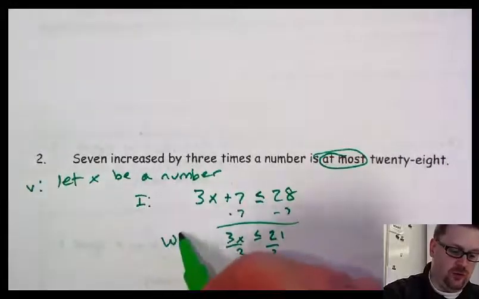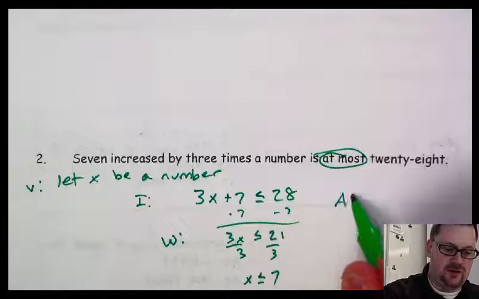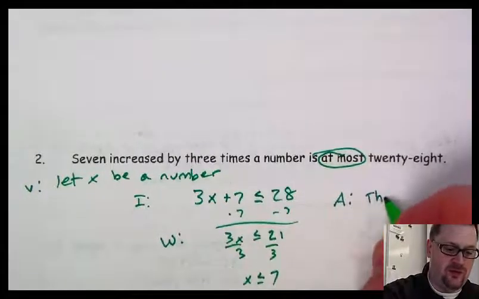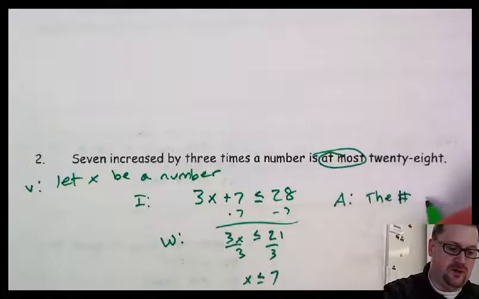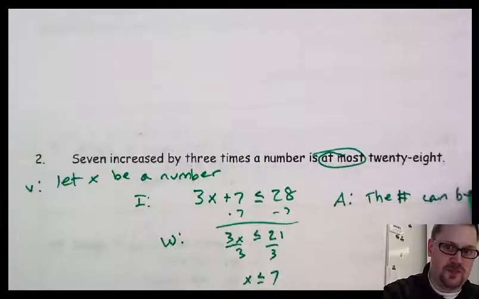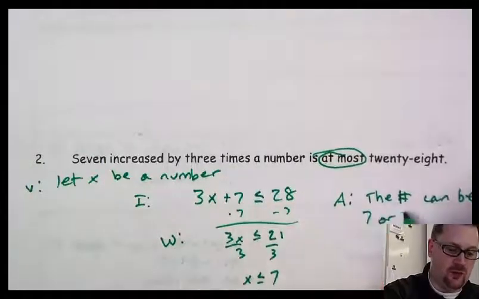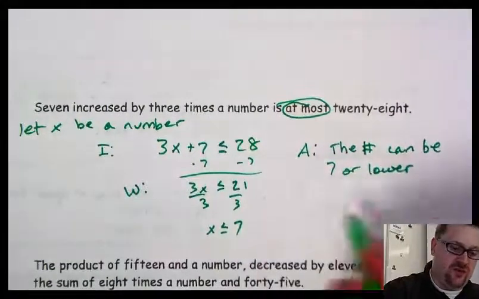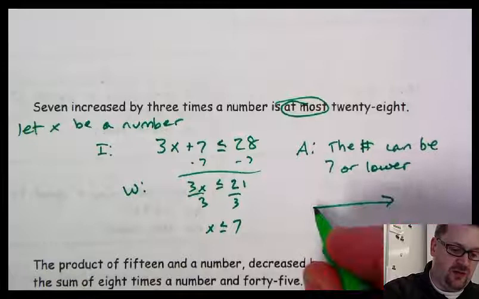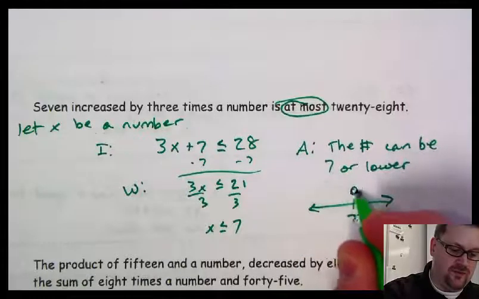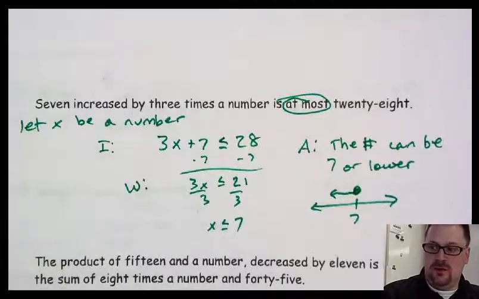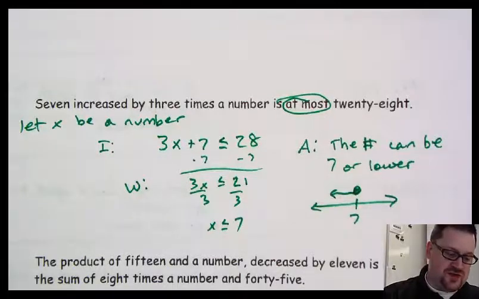So here is your work. So our answer, well, with this one, the number can be 7 or lower. The check for this one is kind of silly, but at this point we would just do a number line with a closed circle going to the left. Okay. Number 4 is much the same.